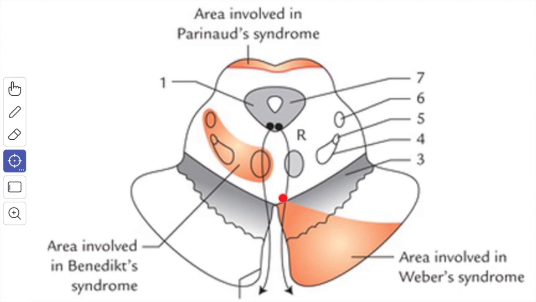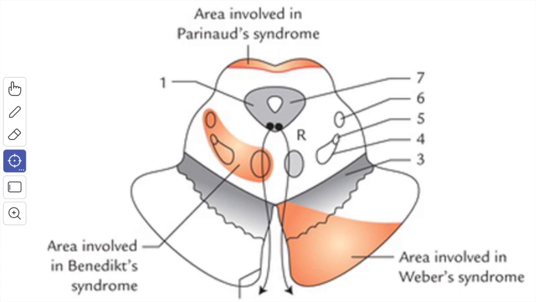First, it produces ipsilateral lateral squint due to the involvement of the third cranial nerve. Then it produces contralateral hemiplegia due to the involvement of the corticospinal tract in the crus cerebri. It also produces contralateral paralysis of the lower part of the face and the tongue due to the involvement of the corticobulbar tract in the crus cerebri.